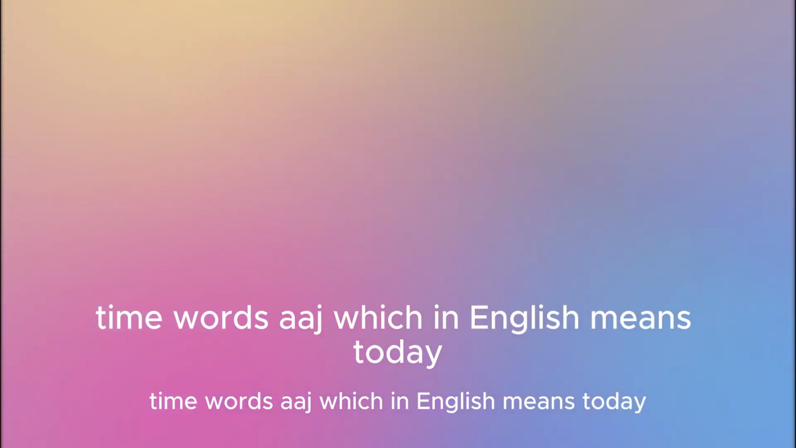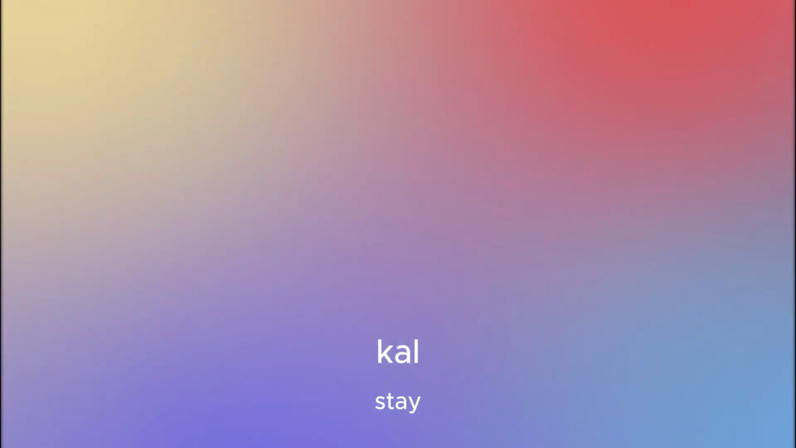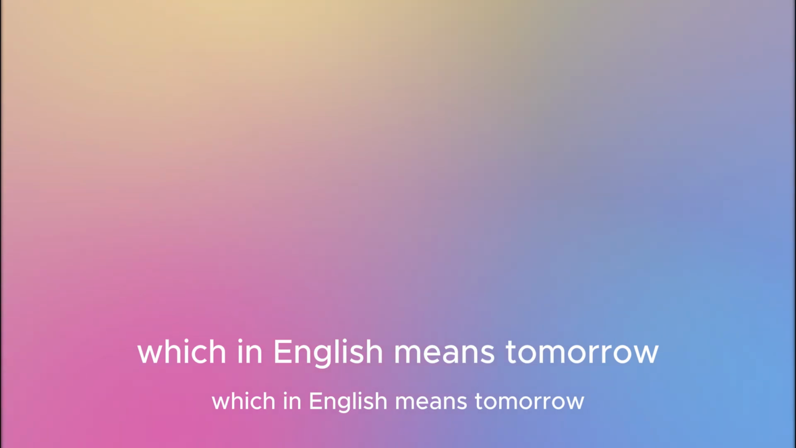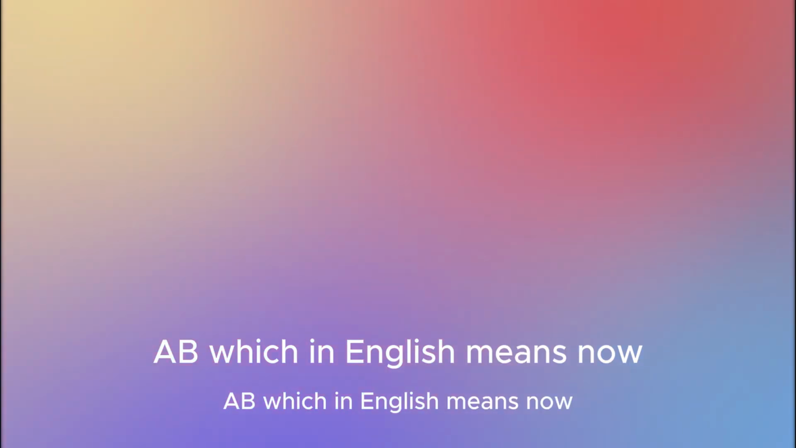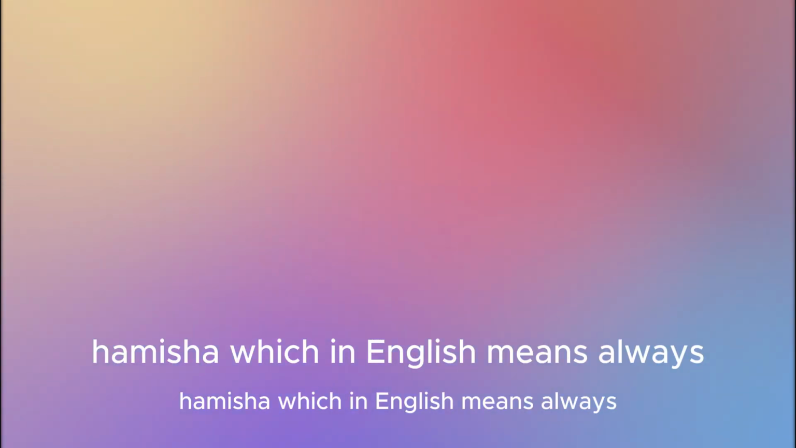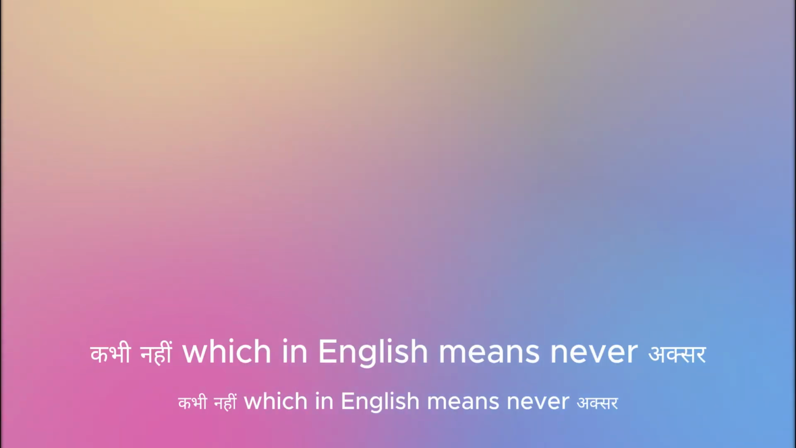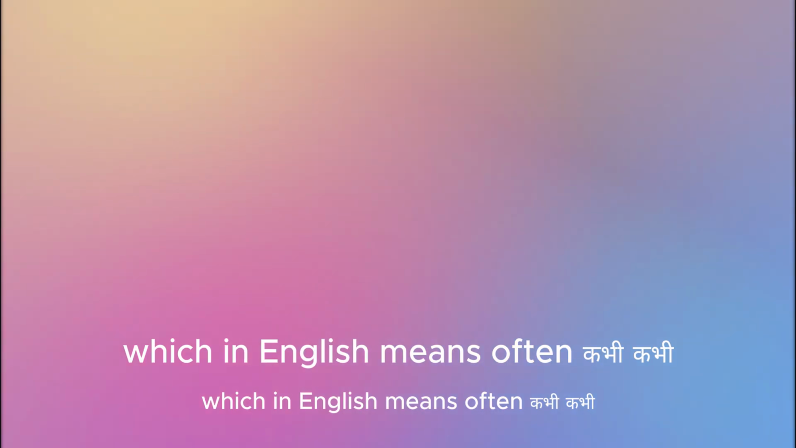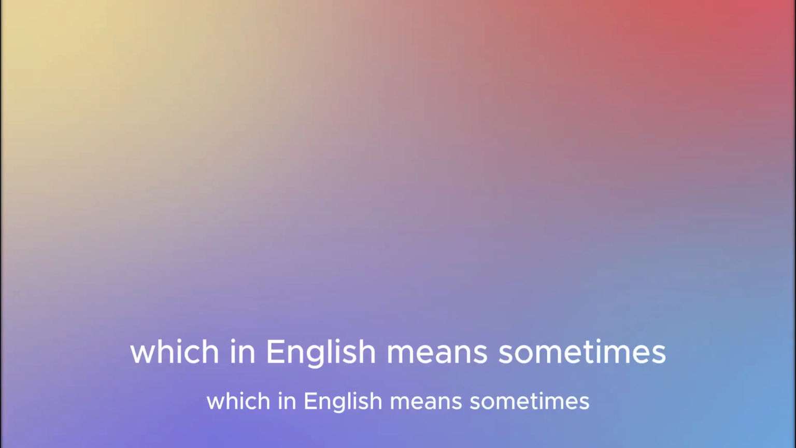Time words. Aaj, which in English means today. Kal, which in English means tomorrow. Ab, which in English means now. Baad mein, which in English means later. Hamesha, which in English means always. Kabhi nahi, which in English means never. Aksar, which in English means often. Kabhi kabhi, which in English means sometimes.